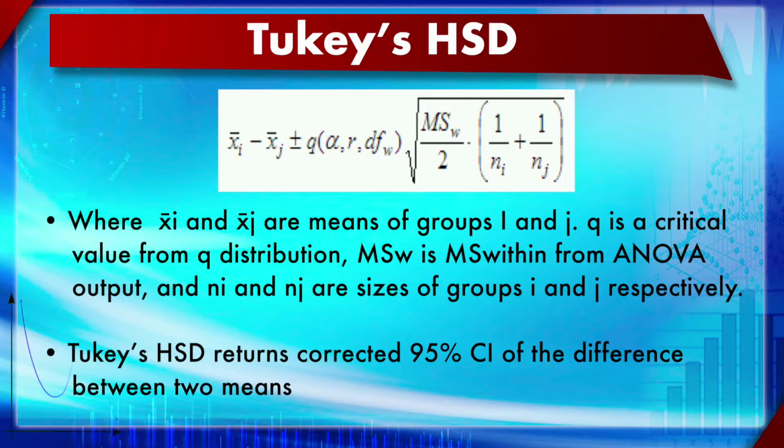No difference, the null hypothesis, is 0. That means the group means are equal, or the mean of the first group minus the mean of the second group is equal to 0. So if the Tukey's HSD confidence interval includes that null hypothesis of 0, that means the p-value must be larger than 0.05, and if it doesn't include it, then the p-value must be lower than 0.05, our chosen significance level. So Tukey's HSD returns a corrected 95% CI of the difference between the two group means.